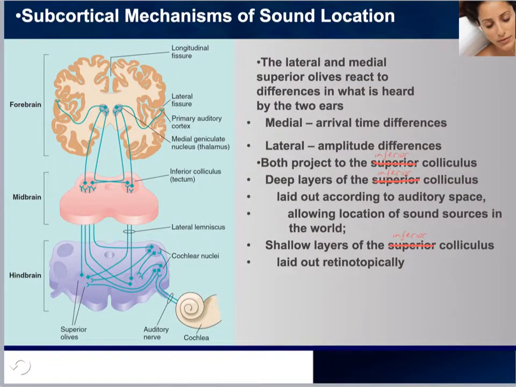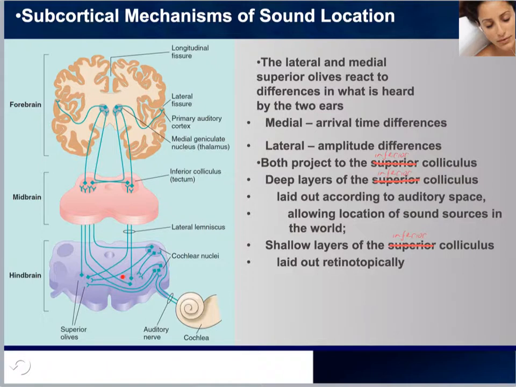Please note that we're still focusing on the subcortical mechanisms of sound location. By subcortical, we mean underneath the cerebral cortex. When we talk about cortical surface, then we're talking about the top of the cerebral cortex. In this case, since we're dealing with the midbrain and hindbrain, we know that it is underneath it. A little bit more about the superior olives, which are located here in the hindbrain. We know that each of these react differently to what is heard by the ears.